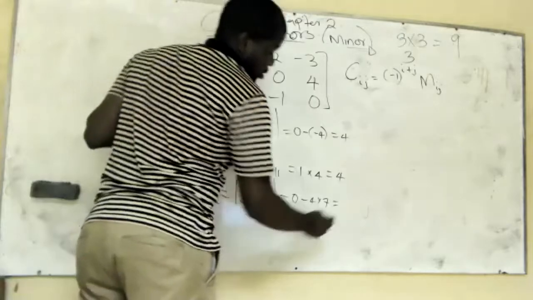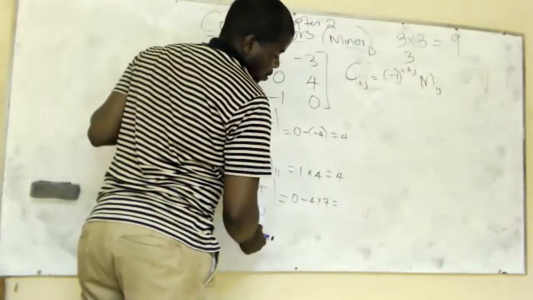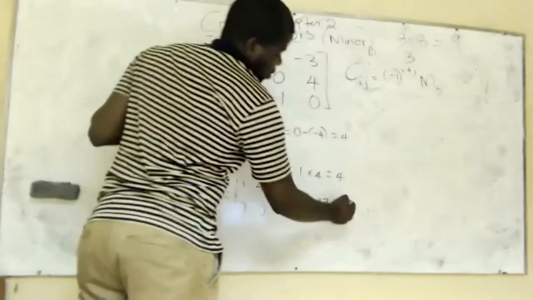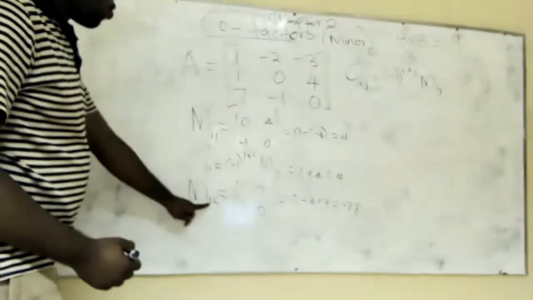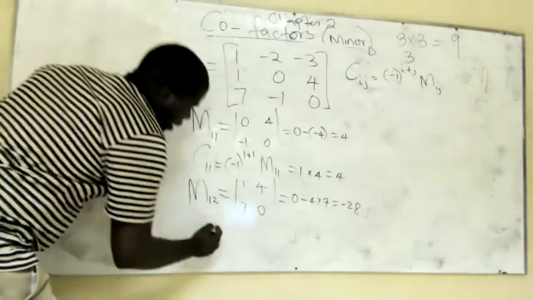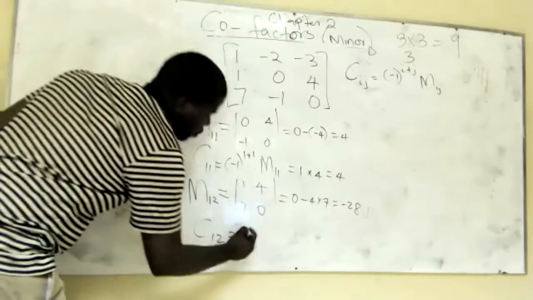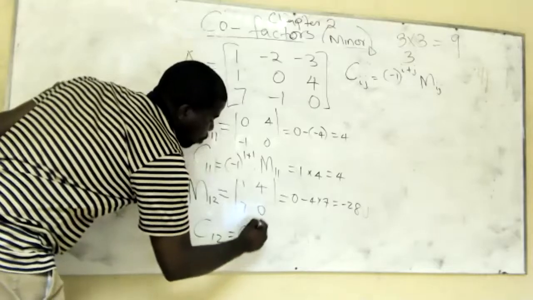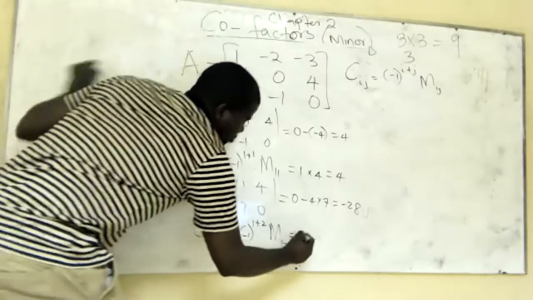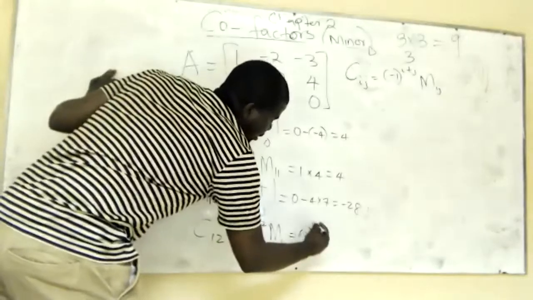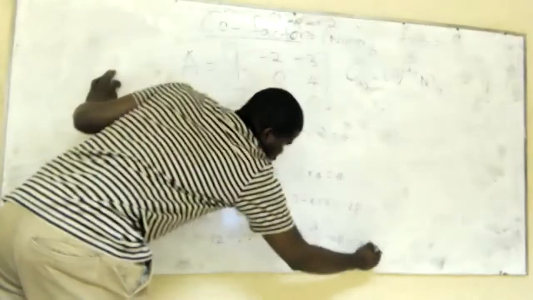What is the answer for this? -28. Yes, so that is the minor for row 1, column 2. After obtaining the minor, you can then obtain the cofactor, which is -1 to the power of 1 plus 2 multiplied by M12. That will be -1 to the power 3 multiplied by -28. So the answer of this is going to be 28.